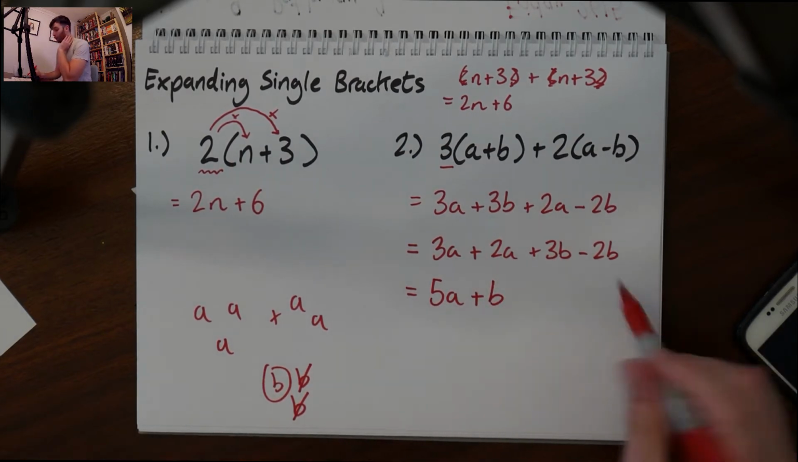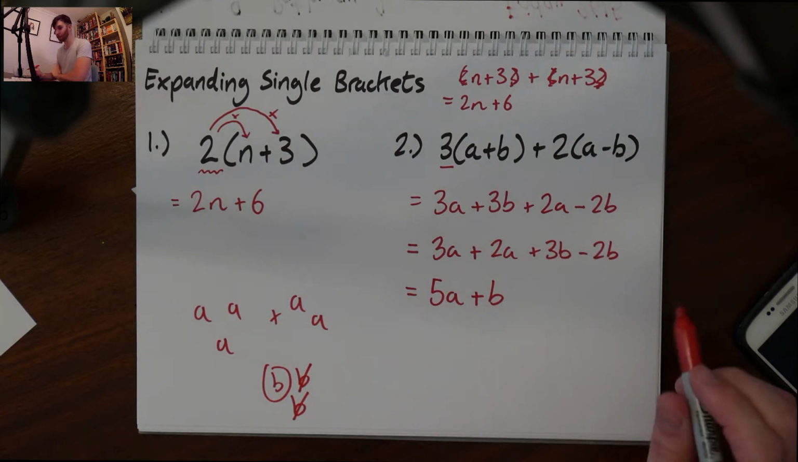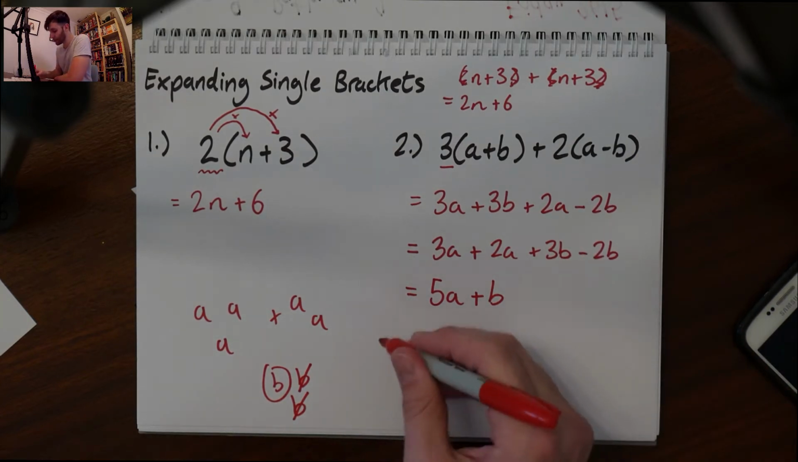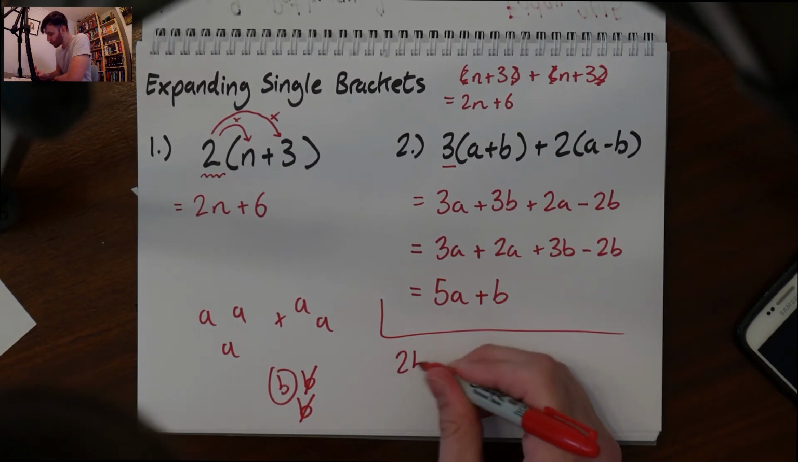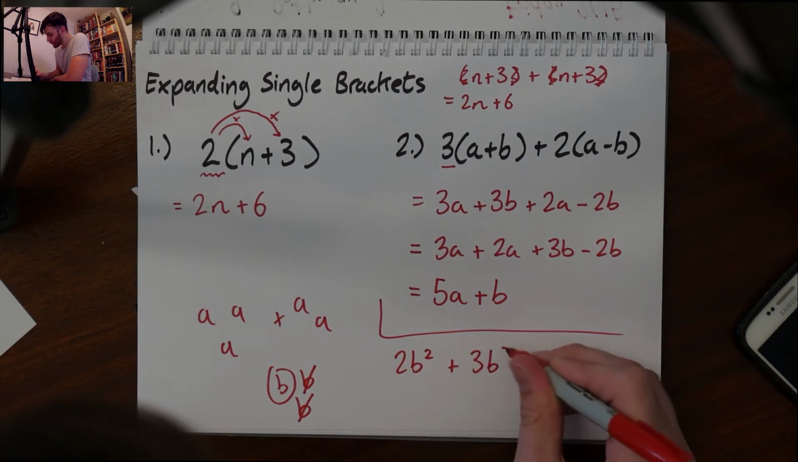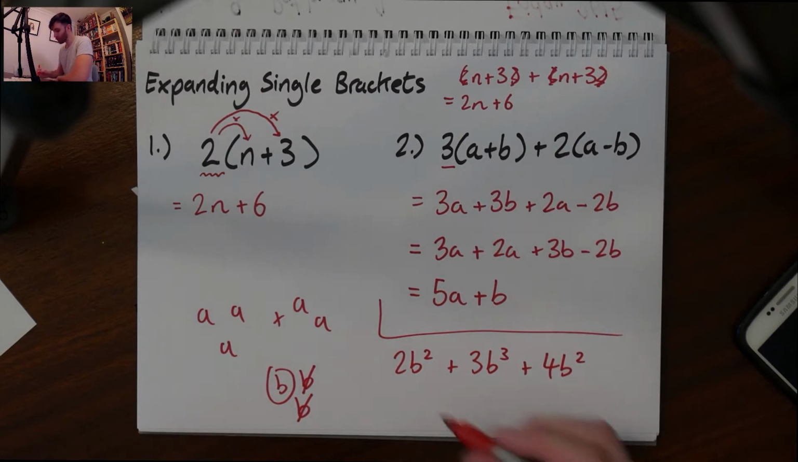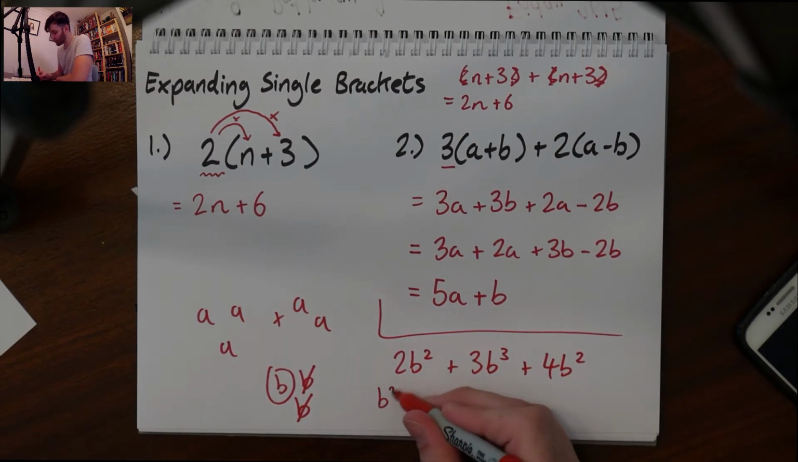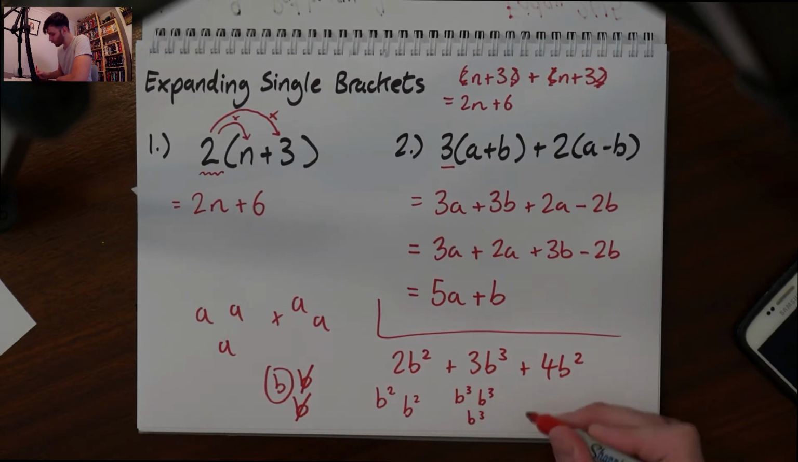That's an important point on collecting like terms. They have to be absolutely identical for you to add and subtract them. So just as a quick extra example, if you had something like 2b squared plus 3b cubed plus 4b squared, let's say, that means that really you've got 2 lots of b squared, you've got 3 lots of b cubed, and 4 lots of b squared.